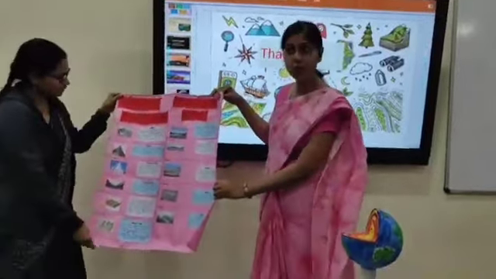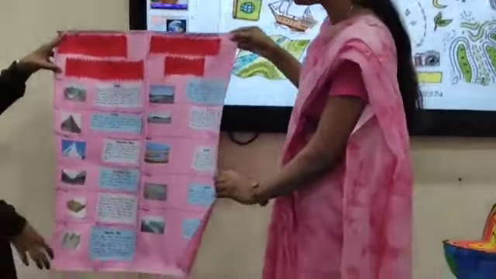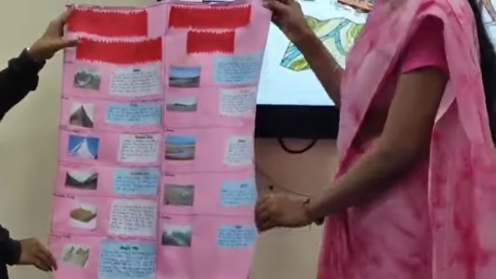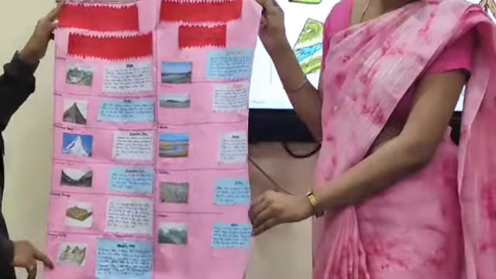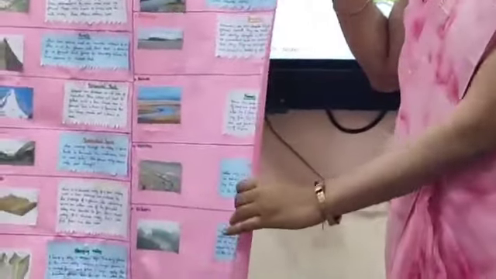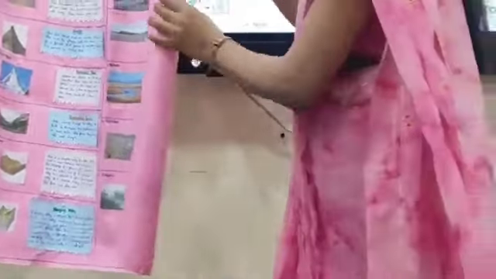It is made by our students. These are different landforms which were formed by the glaciers, and they are the erosional landforms. This is made by our students after the guidance. So this is the first one.